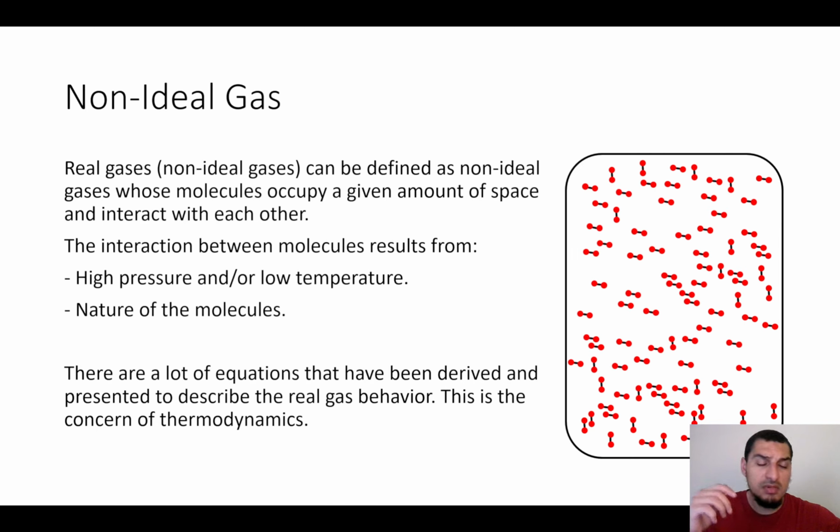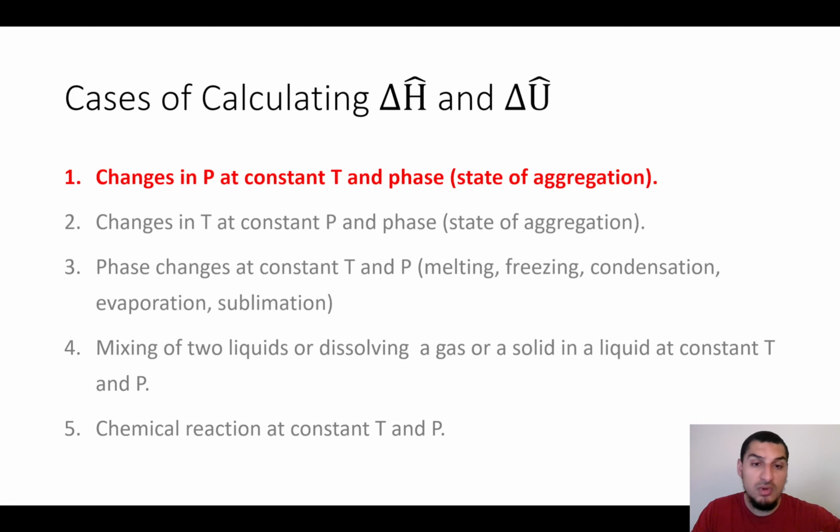And regarding the non-ideal gas, there are many equations. Thermodynamics is stacked with equations that are derived to express the behavior of non-ideal gases. But we're not going to go through this because this is the concern of thermodynamics, so it's not of our concern right now. So what we're going to discuss now is how we can calculate the enthalpy change due to the change in pressure at constant temperature and phase, which is the first case.